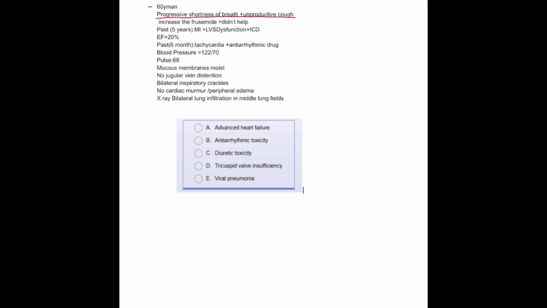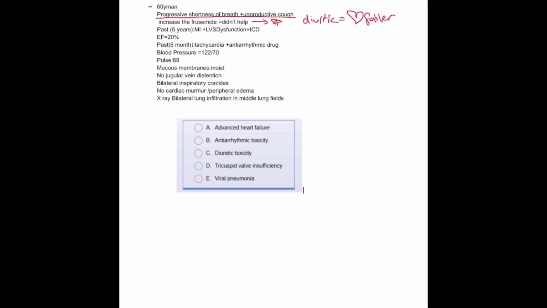Okay, let's read more. He was told to increase his diuretic, but this did not help. This can be a sign for something I'll tell you later. But we normally give the diuretics in patients with cardiac failure. Keep this in mind.